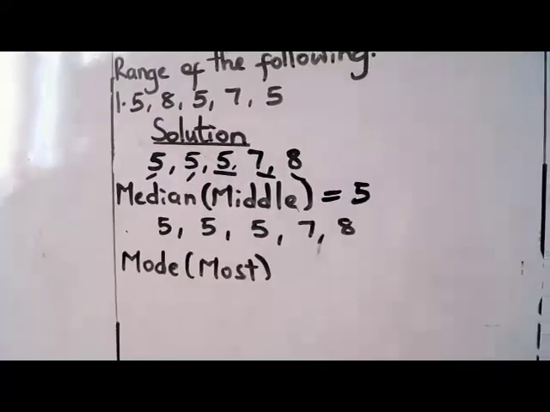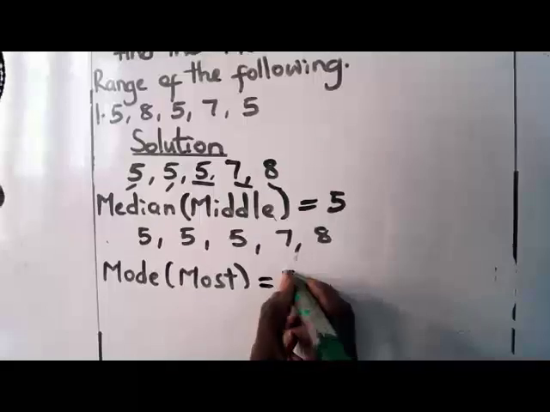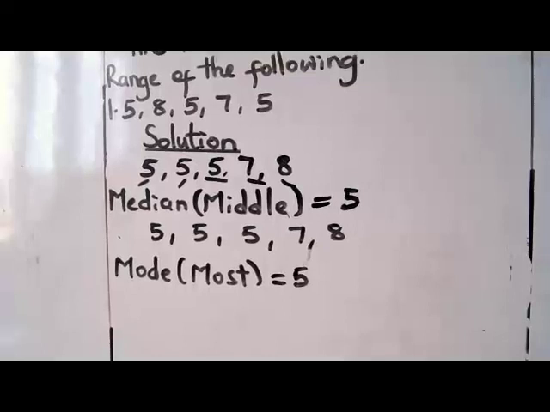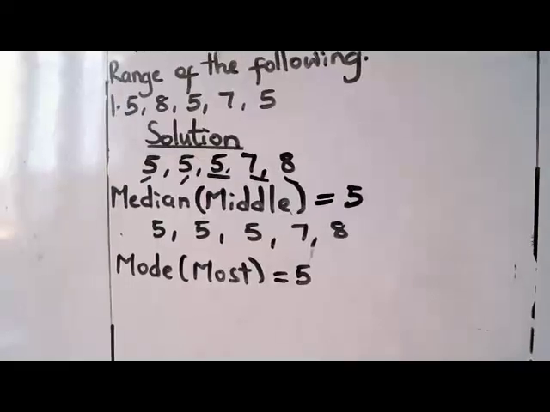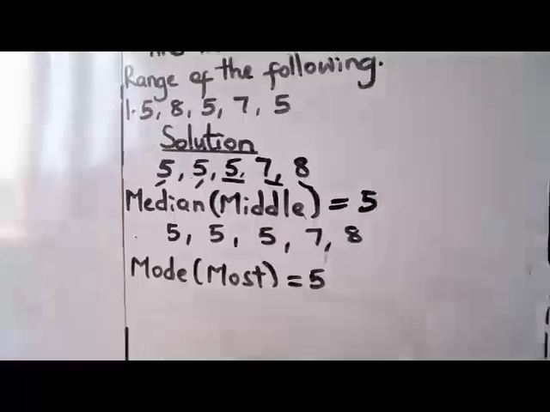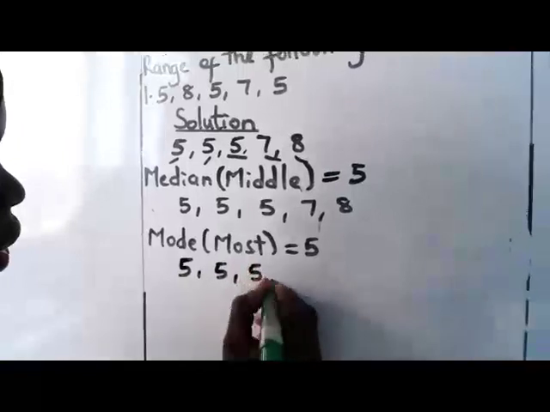Tolu, tell us. Excellent. It's 5. So that means our mode here is 5. We move on to the last aspect of the question, the range. Everybody say range. Range. Before we do that, let's also capture the ascending order we have done.